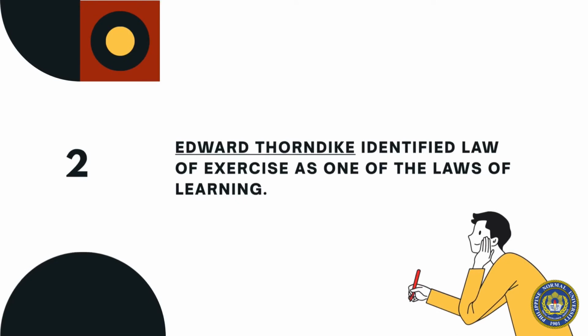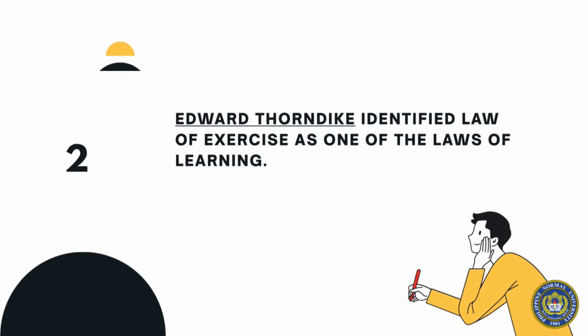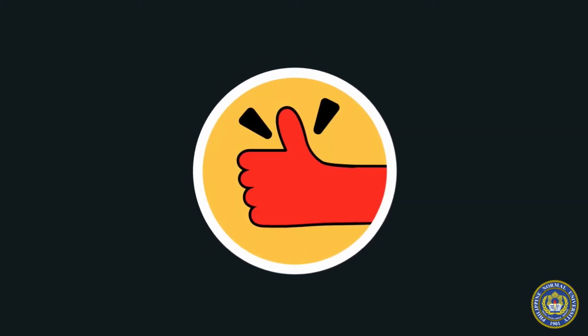Second, Edward Thorndike identified law of exercise as one of the laws of learning. Edward Thorndike is the underlined word. Is it a thumb up or a thumb down? The correct answer is thumb up.